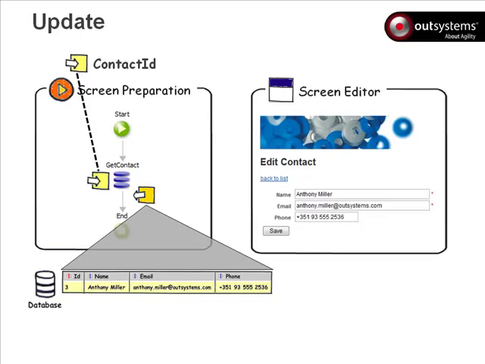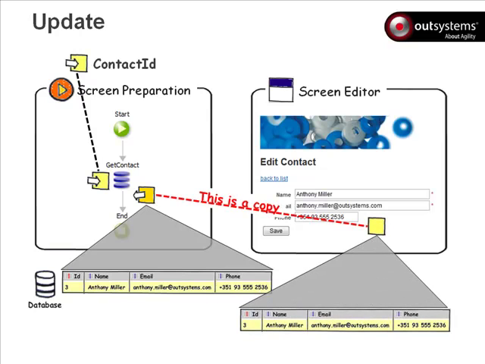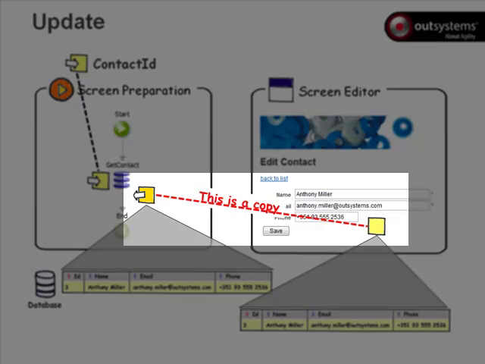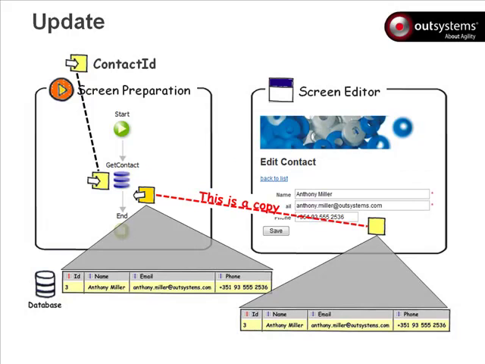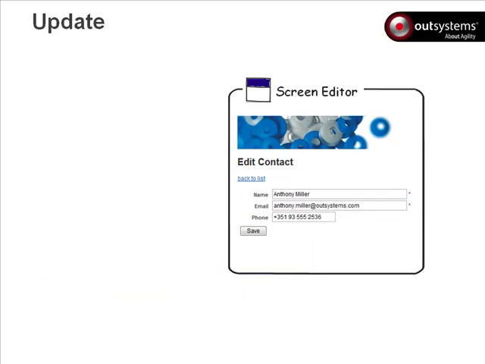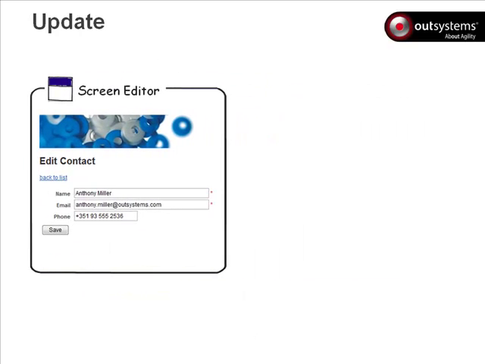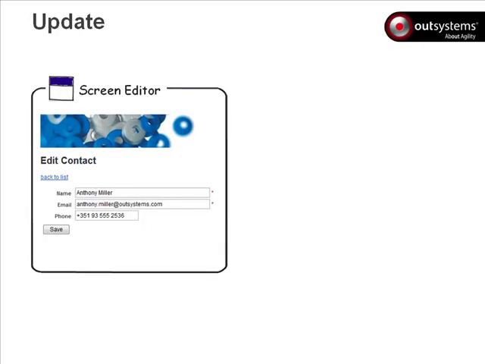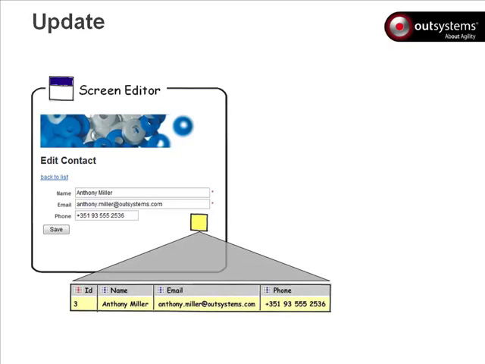The source of the edit record is bound to the output of the query. With this, the edit record variable will assume a copy. Let me emphasize this. The edit record variable is a copy, not a reference of the query's output. And, as such, the form is pre-filled with the values contained in the database. The screen is now sent to the browser and the user can edit the form. The variable of the edit record widget has a copy of the retrieved value from the database.